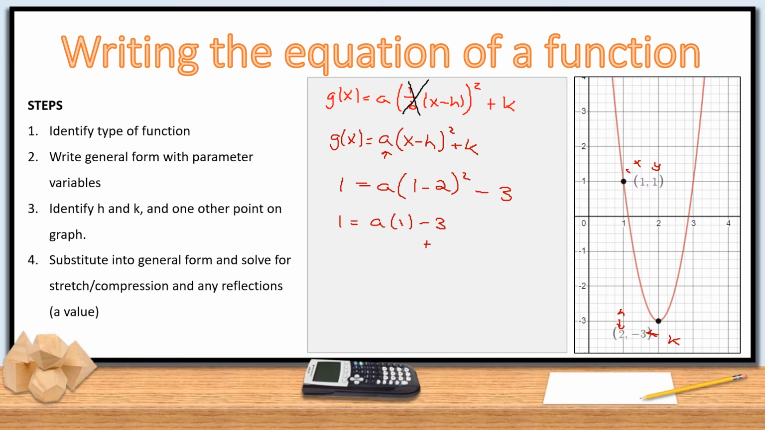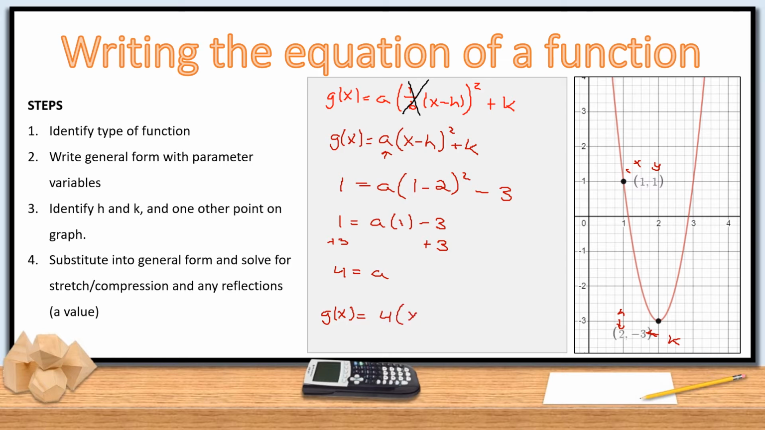All right, let's solve this thing down. So +3. So we get 4 is equal to a times 1, so 4 is equal to a. And then your final step is just to sub it back in and you're done. So g of x, we want the value of a in here.